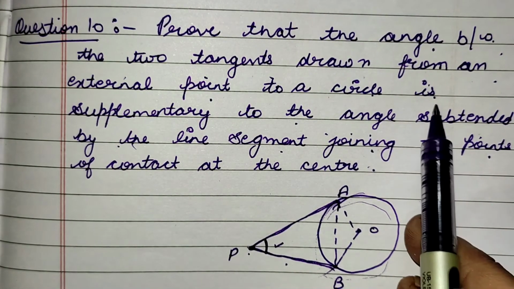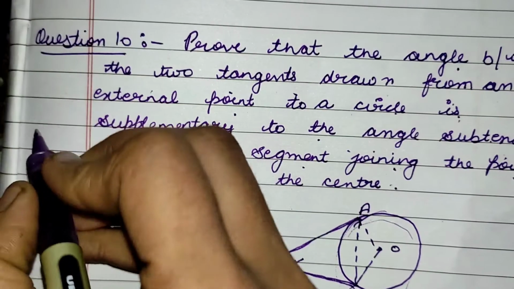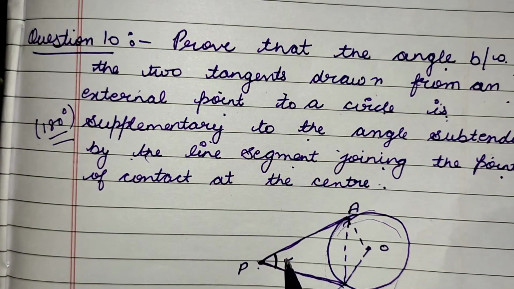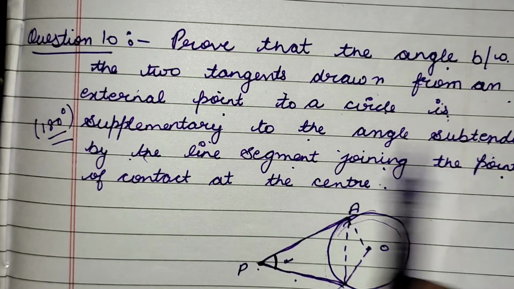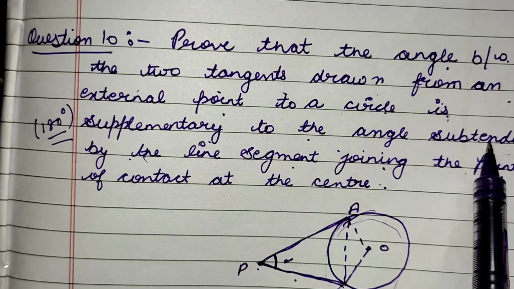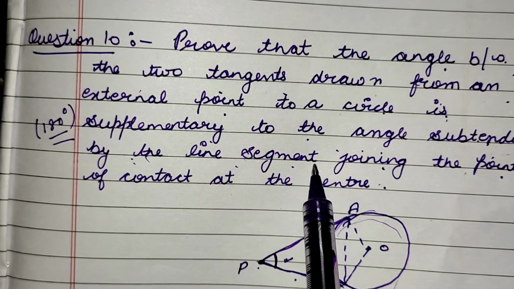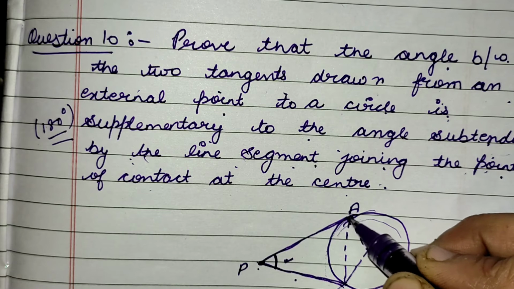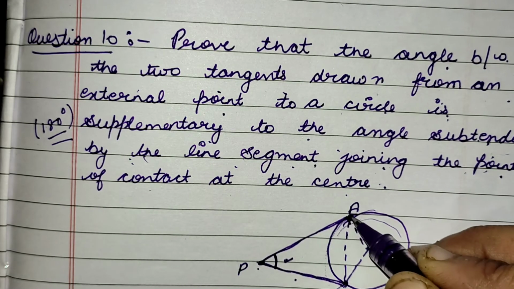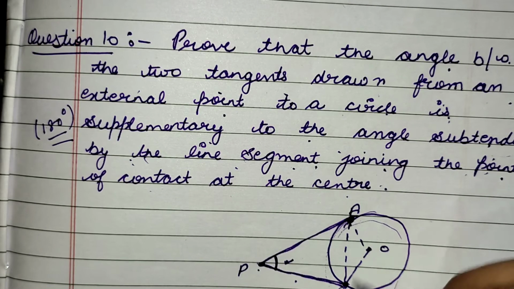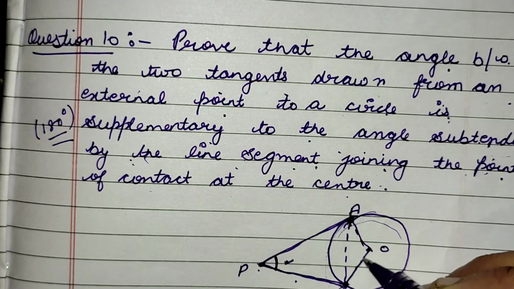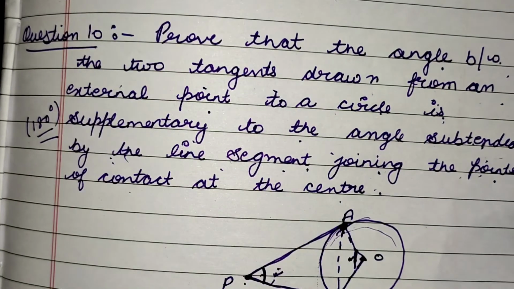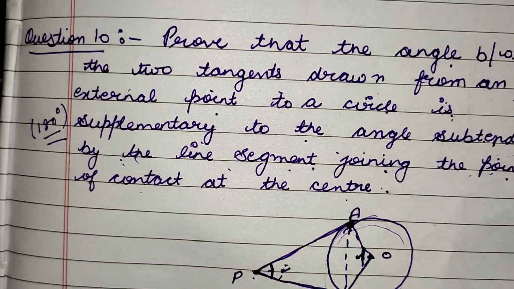This angle is supplementary. Supplementary means the sum of both the angles will be equal to 180 degree. This angle plus which angle? The one given in the next statement: supplementary to the angle subtended by the line segment joining the points of contact at the center. So there is another angle joining the points of contact at the center. Points of contact are what? A and B. When these points of contact are joined at the center, then this angle plus this angle is equal to 180 degree. We have to prove this thing, right?